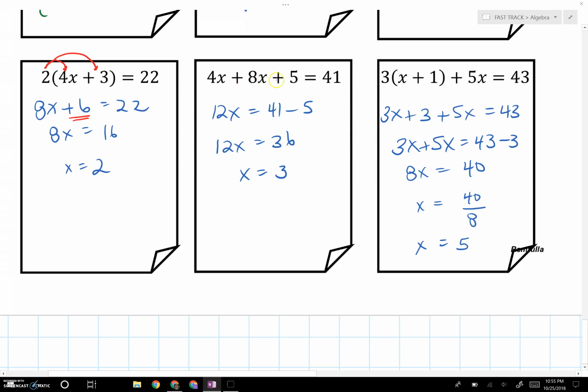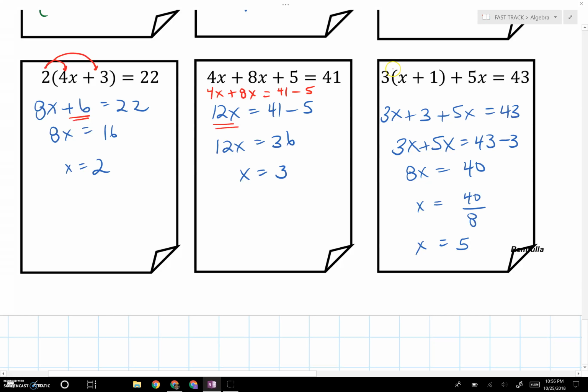You'll notice this one, the next one, number 8, does not have any brackets. So this one's a pretty straightforward one. I'm going to collect all the variables on one side, all the numbers on the other. Instead of writing 4x plus 8x is equal to 41 minus 5, I chose to add the 4 and the 8 right away and say 12x. That's allowed. That's okay.